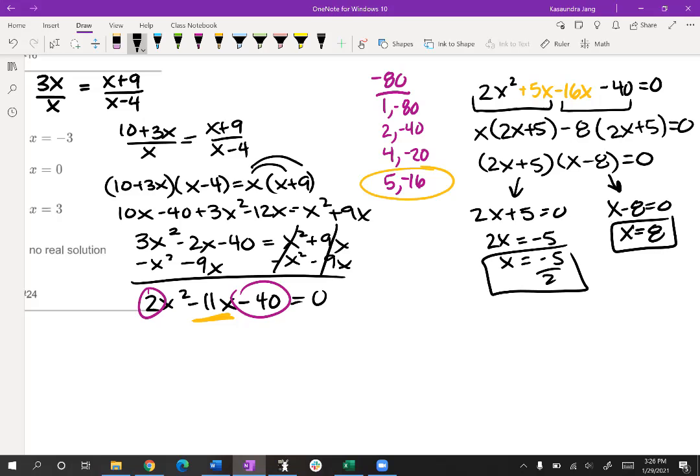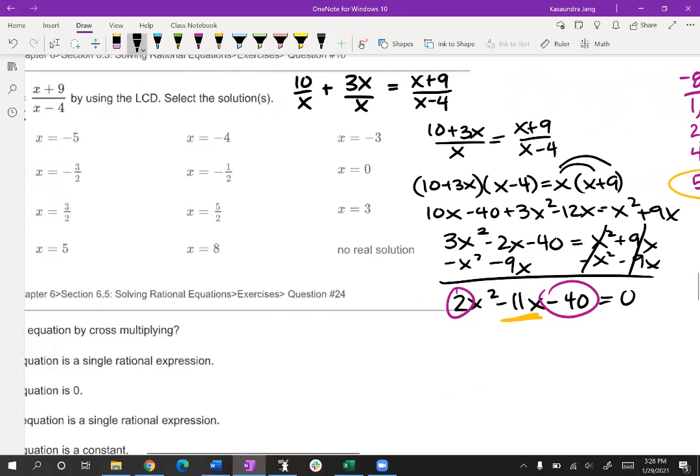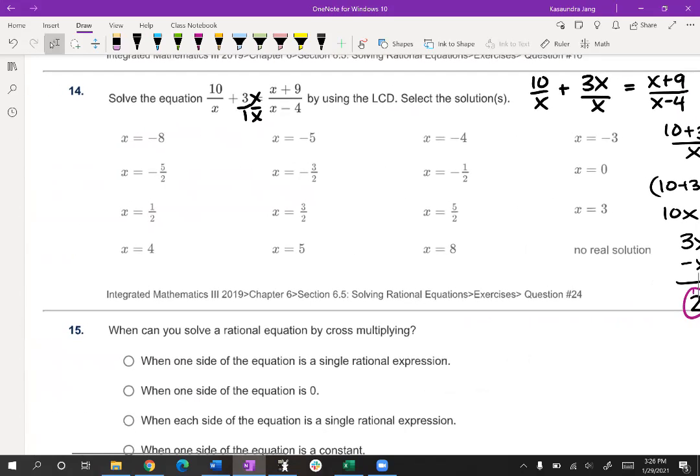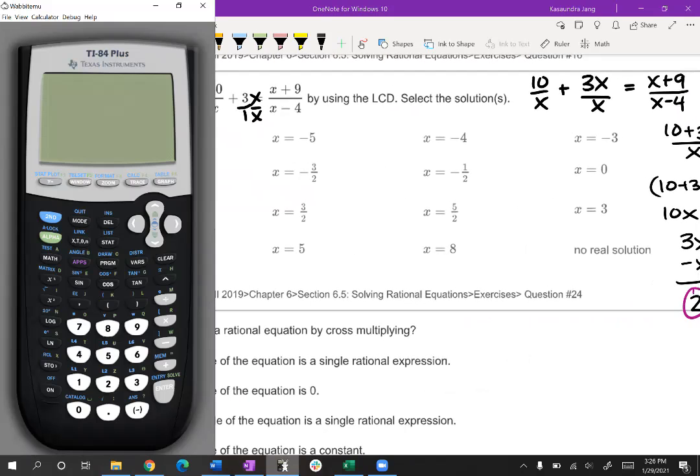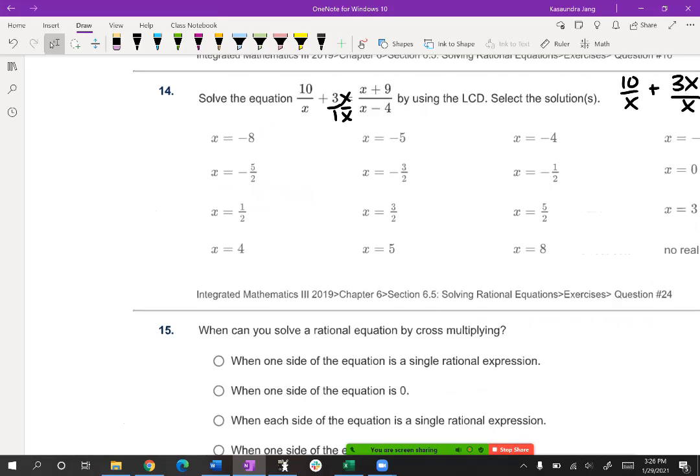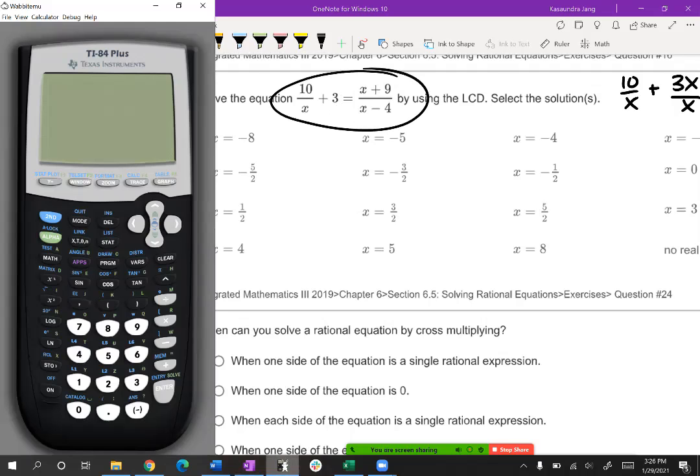I'm going to plug it into the original problem, negative 5 halves. Okay, I'm going to erase that. My original problem is what I'm plugging it into. So as messy as this is, I'm just going to put it in the calculator. So 10 divided by my negative 5 halves, and I put it in parentheses for a reason. I'm dividing by the whole fraction, and then a plus 3. Okay, so that's the left side.